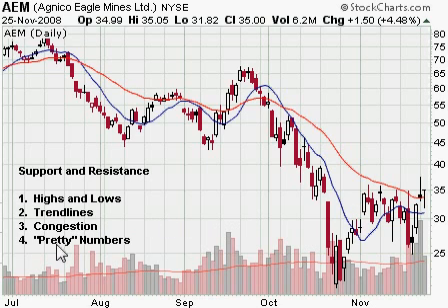The last thing is not really too well known, but it's what I call pretty numbers. And what this means is just stocks that have nice even round numbers. Like, for example, right here, this stock rallied up to this area right here, and it's right at $60. Well, $60 is a nice pretty number.